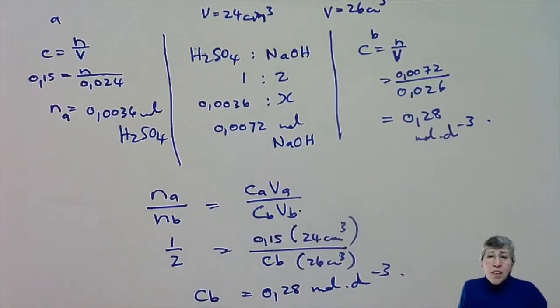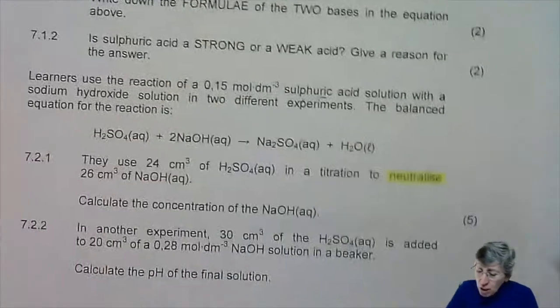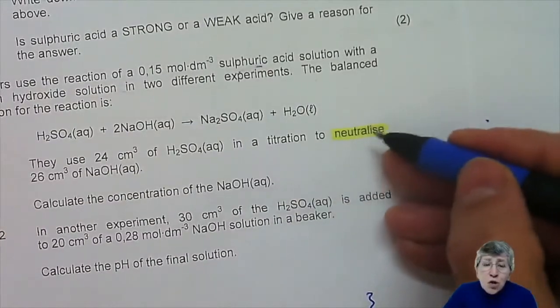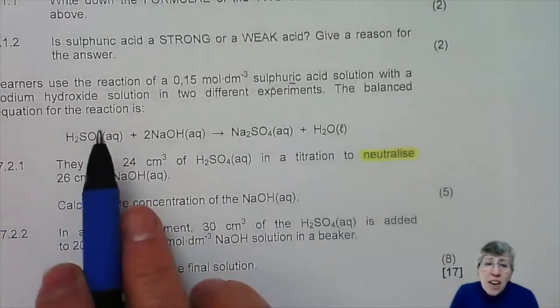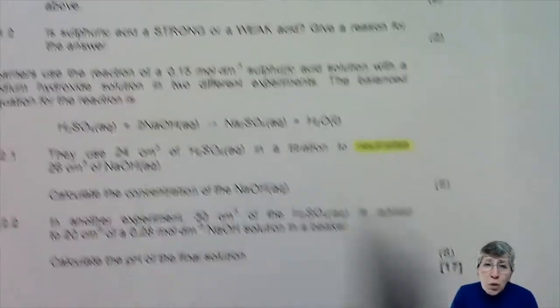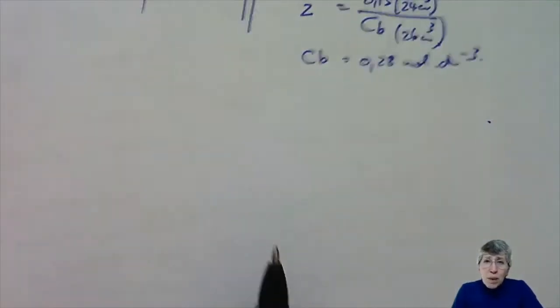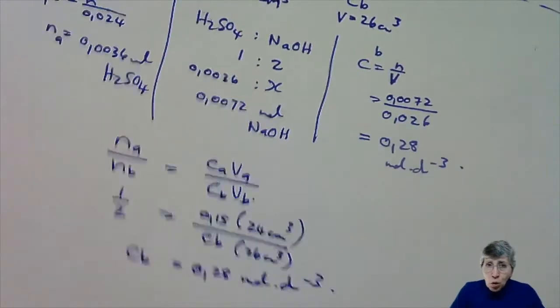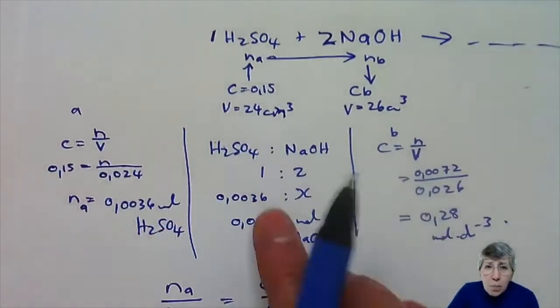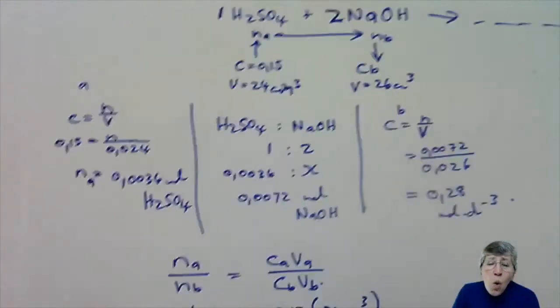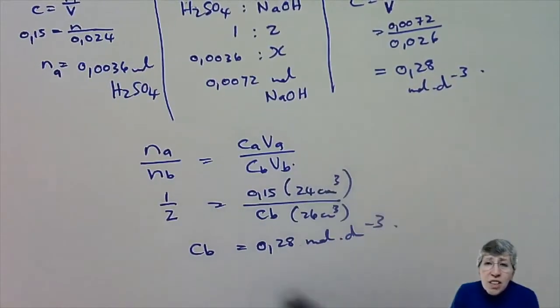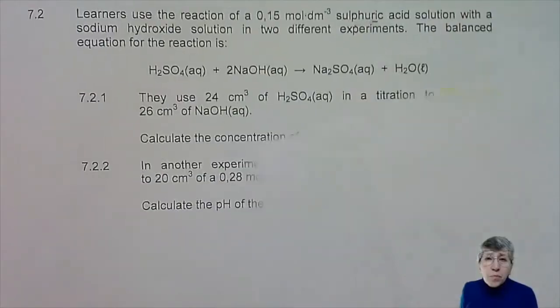Right, so let's recap. In this question, that word neutralize told me they are in the ratio 1 to 2. And that immediately told me I can do an old-fashioned step 1, 2, 3, right? Or I can do the titration equation, right?